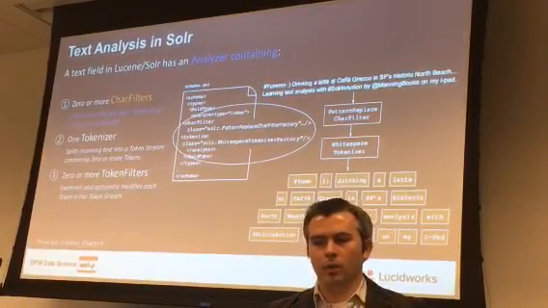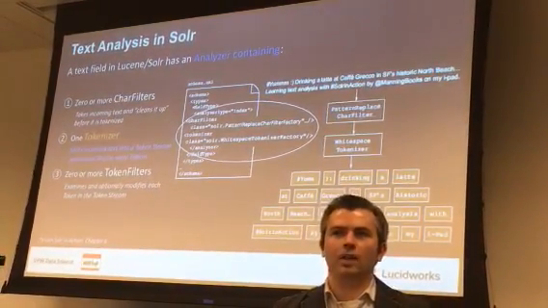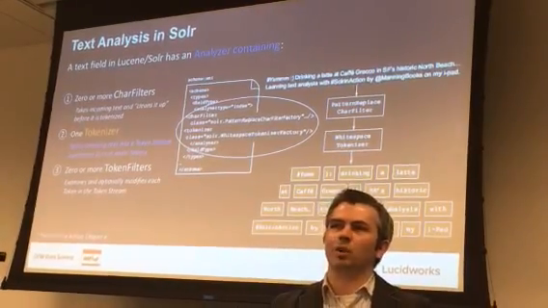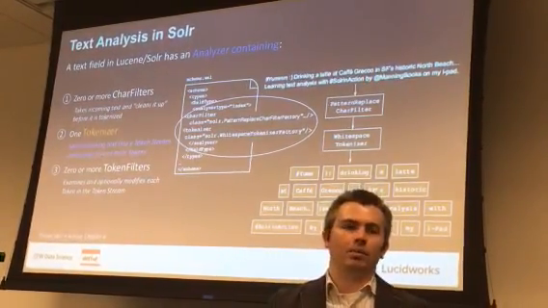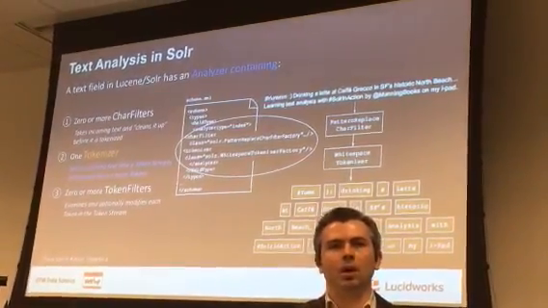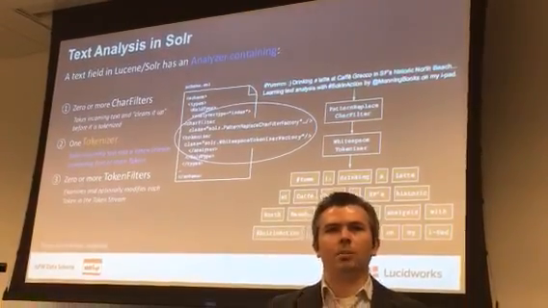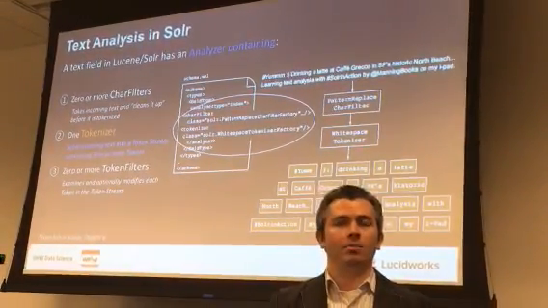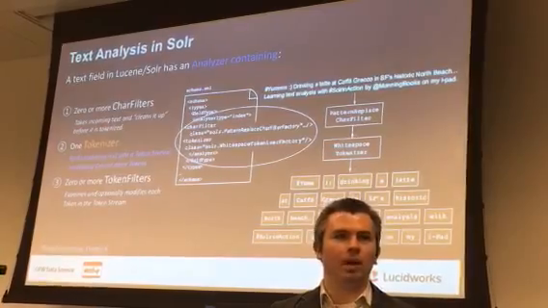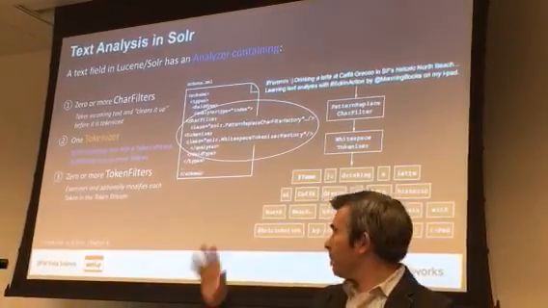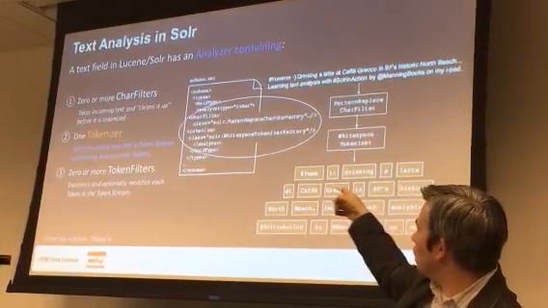Once you've run through the char filters, you hit a tokenizer. And the tokenizer is what decides how to split your text up. It can be based upon white space, it can be based upon any non-alphanumeric character, or it can be based upon, say, I've got pipes. My text is all pipe delimited and I only want to split on pipes. You can configure that with the tokenizer class.